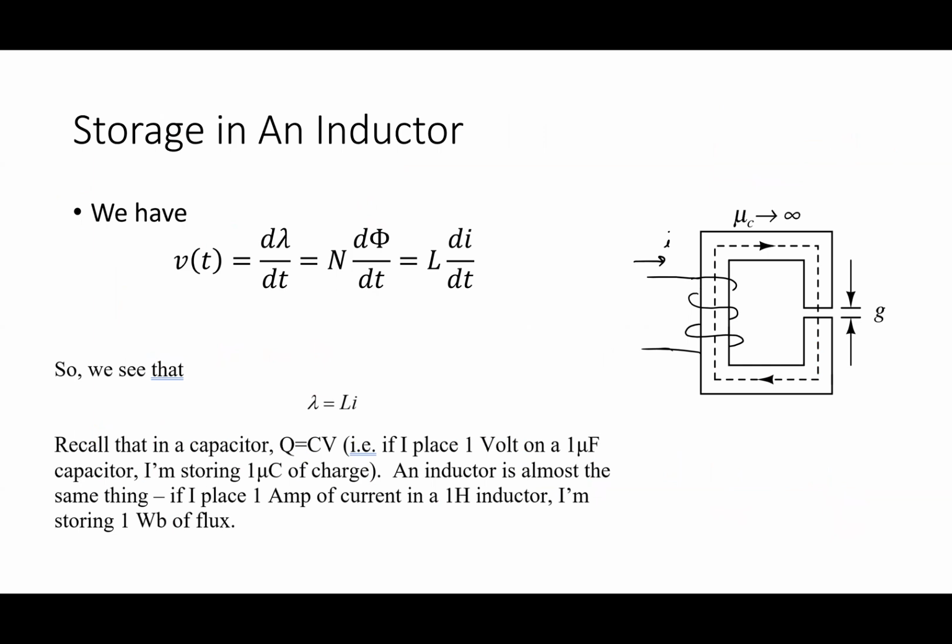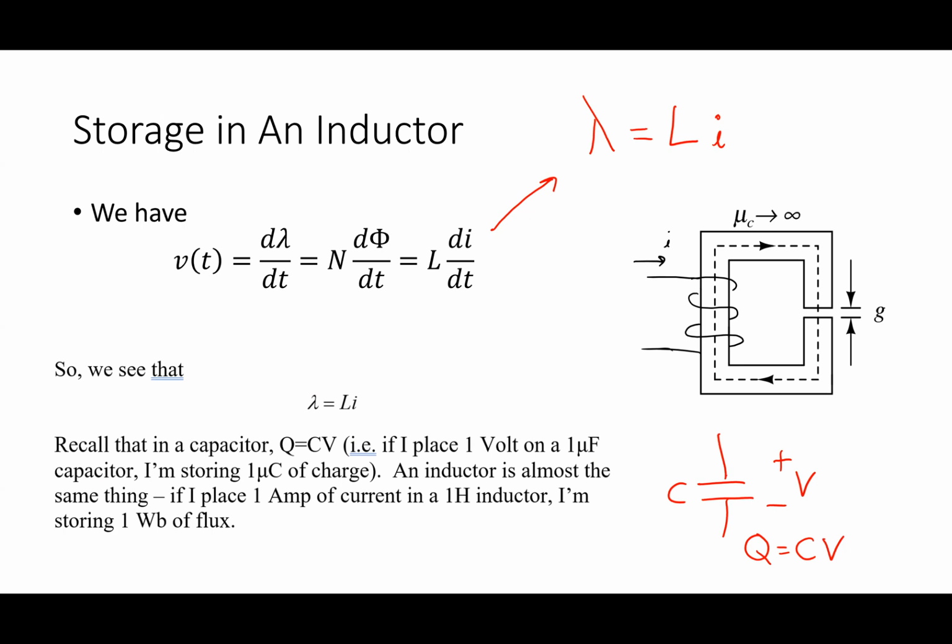So what we say, the definition that we make, right? So V of t is d lambda by dt, n times d phi by dt, or L di by dt, which tells me that lambda equals Li. Now that's exactly like if I have a capacitor. I put a voltage on a capacitor that has a capacitance C, and the amount of charge stored on that guy is Q equals C times V.